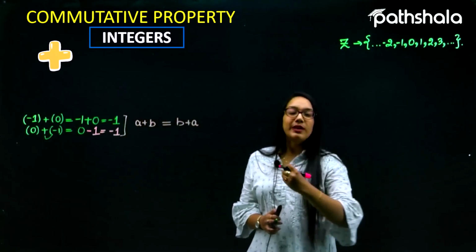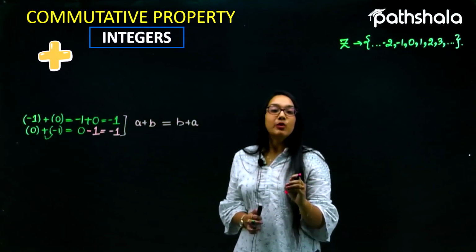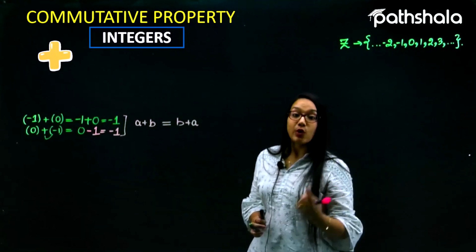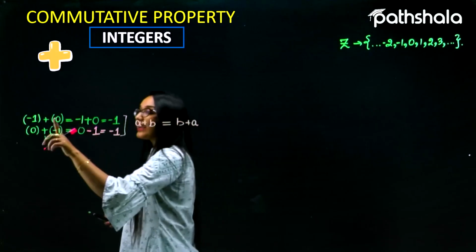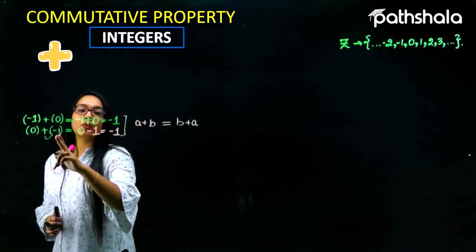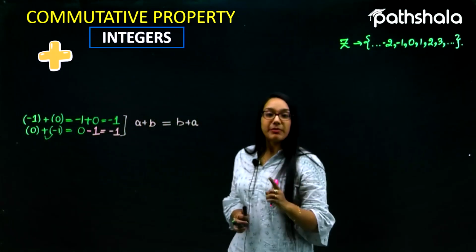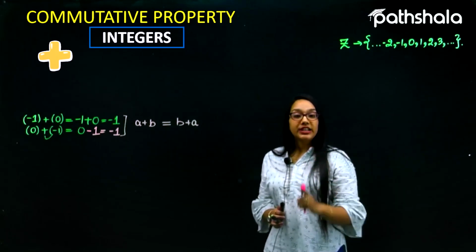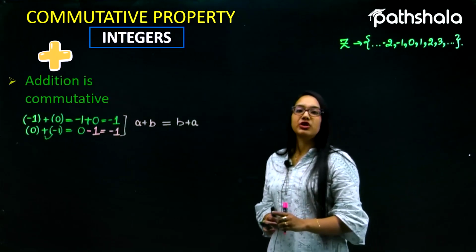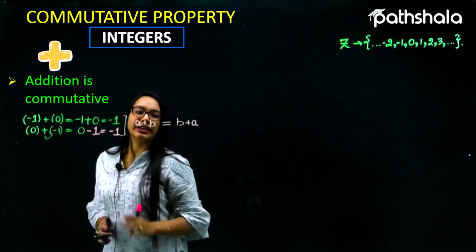From this example, it is clear that whenever I'm taking any two integers and adding them in different orders, first with -1 in the first place and in the second example with -1 at the second place, a plus b is always equal to b plus a. It means that integers under addition are always commutative in nature. So the conclusion is that addition is commutative.